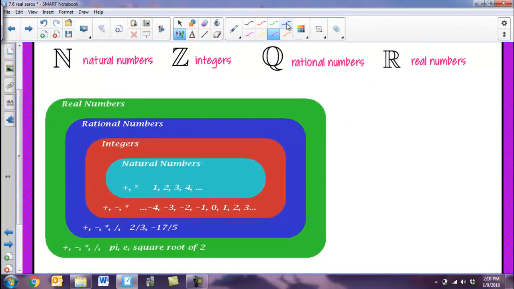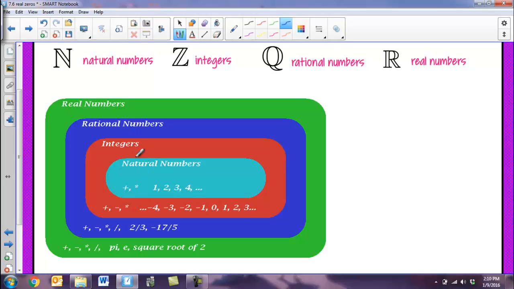sets of numbers that we have, number sets. So this diagram is a pretty good diagram. It kind of tells you about how these things are set up. So our big type of numbers that we have are real numbers, and then each of these are a subset of the one before them.